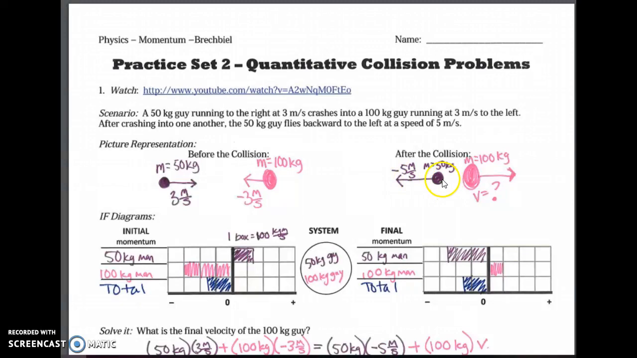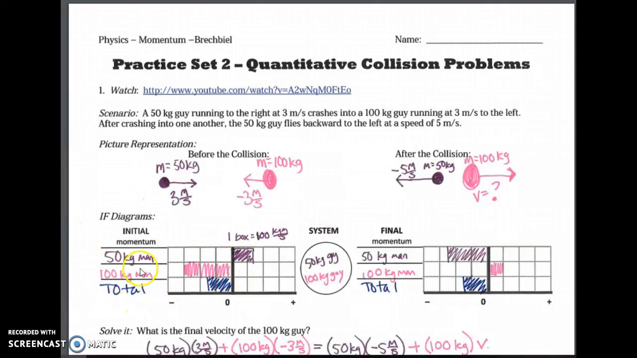It tells me after the collision, the 50 kilogram guy flies backward, which is leftward, at a speed of negative 5 meters per second. The 100 kilogram guy I know is going to bounce to the right, but I'm not sure of his velocity, so I just put V with a question mark.